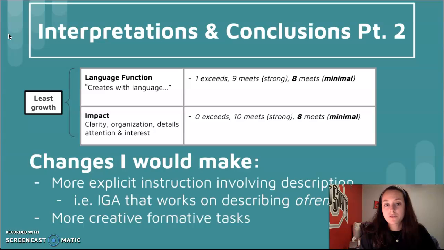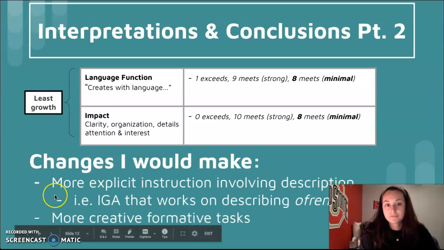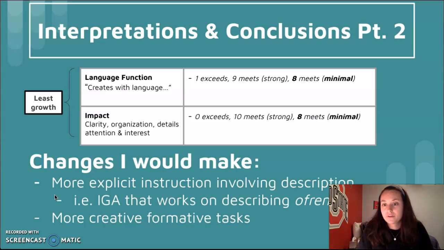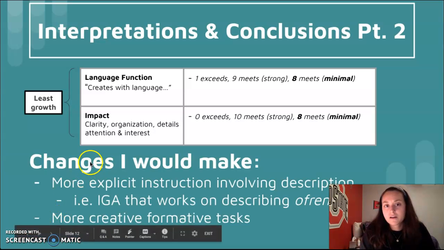Upon reflection, I believe that there were some changes that I could make to see better results with respect to this data. First, I would provide more explicit instruction involving description and descriptive vocabulary. Potentially, an idea I had was an information gap activity that described ofrenda elements themselves instead of listing them. This could potentially help performance on the summative task. Also, I think more creative formative tasks would have helped them with their summative assessment, but again, due to reduced instruction, we'll just incorporate this for next time.